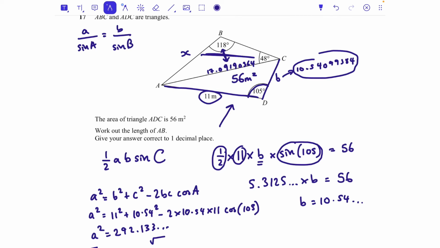So that means that 17.091 over sine 118, because they go together, equals x over sine 48. And then I know to get x, I need to multiply both sides by sine 48 to get rid of that fraction.